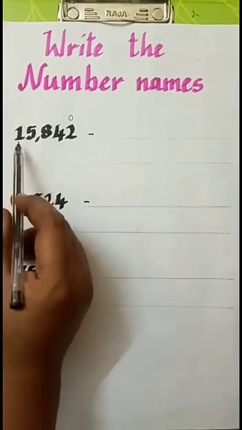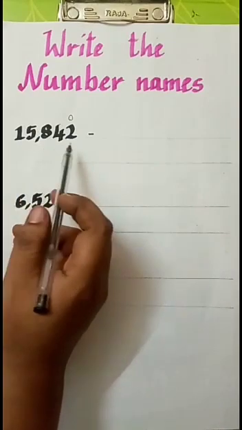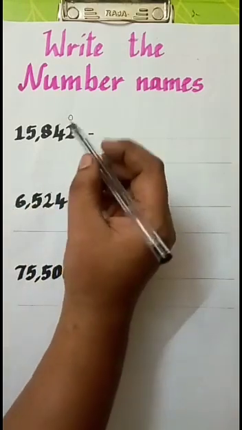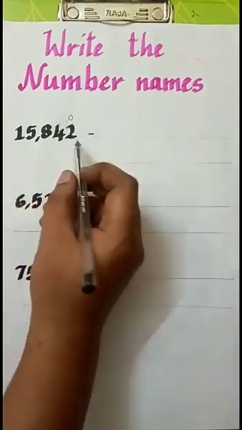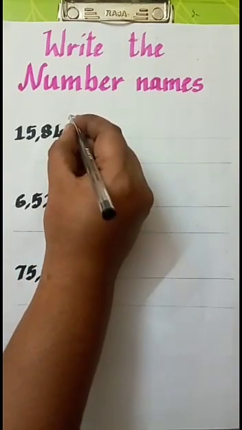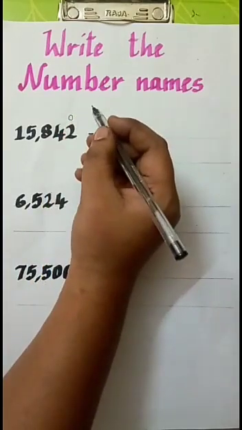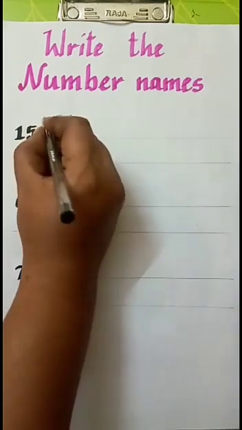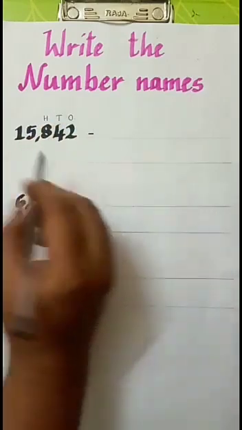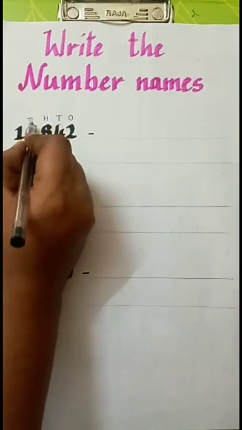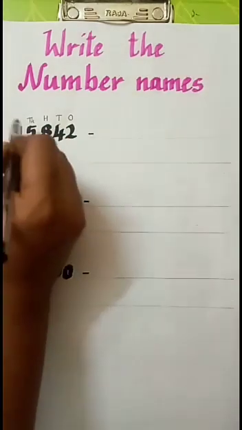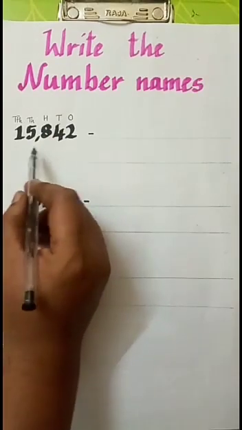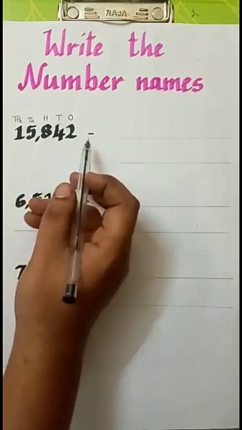15,842. How to read this number? Okay, we'll see. First, write the place value for this number. 2 is in ones place, 4 tens place, 8 hundreds place, 5 thousands place, 1 ten thousands place. Now you can easily read this number.